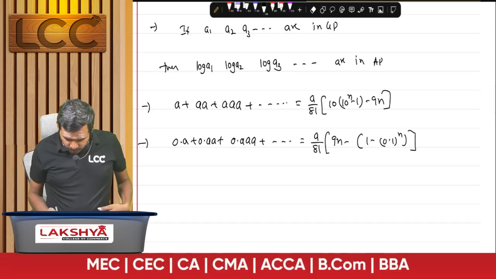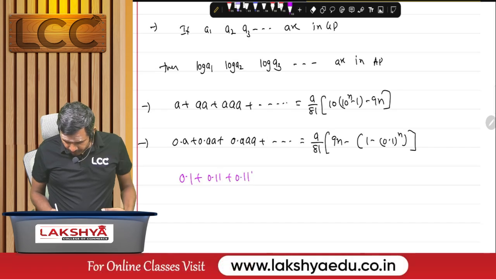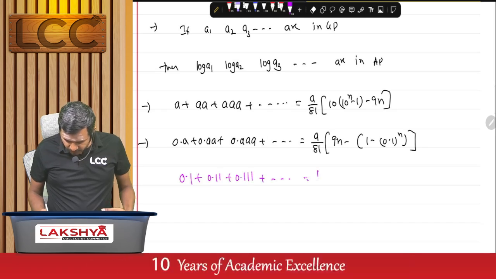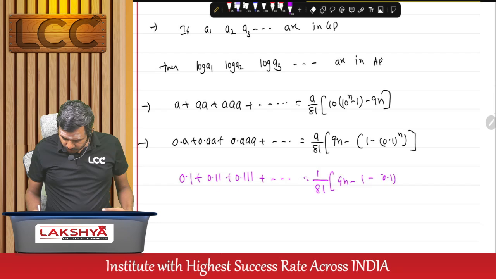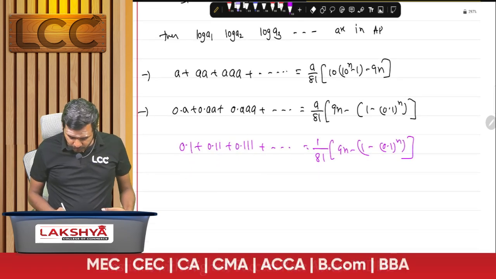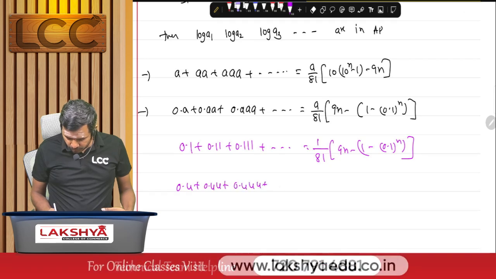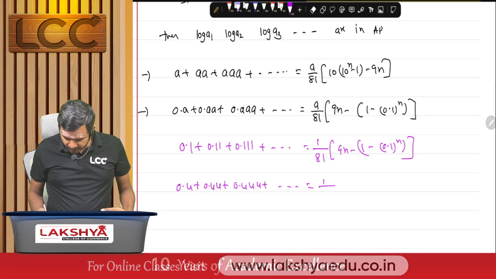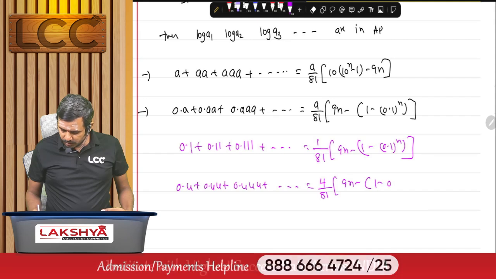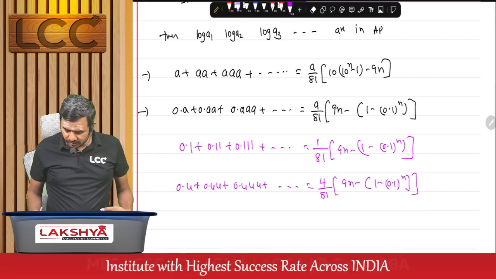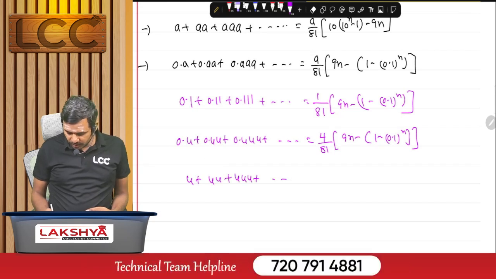Okay, and suppose a question is 0.1 plus 0.11 plus 0.111 like this. What is the answer? A means 1 by 81, 9n minus of (1 minus 0.1) whole power n. Suppose one more question is 0.4, 0.44, 0.444, and so on up to n terms. Then a value is 4, so 4 by 81, 9n minus of (1 minus 0.1) whole power n.